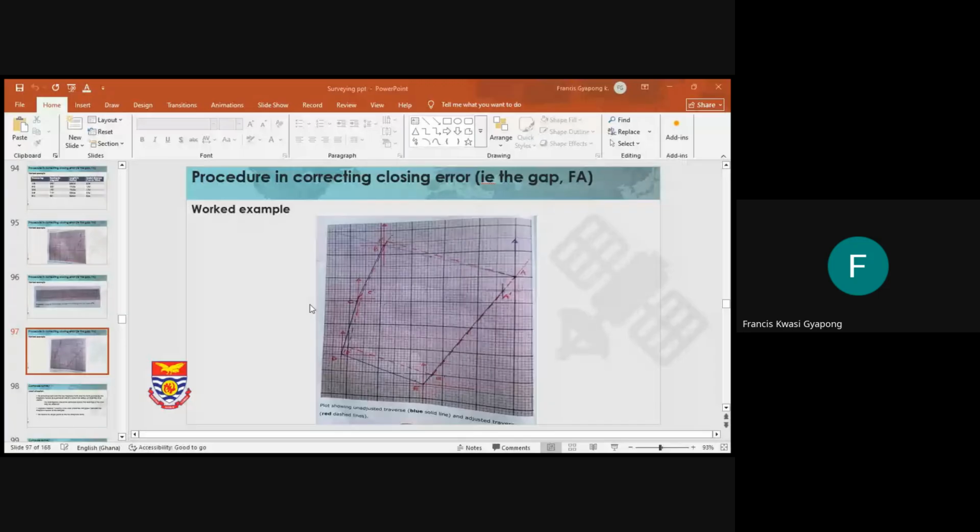Any more questions? Don't worry. Now you have the idea. The idea of adjustment, idea of plotting. You have it. So if you are building on it the next time, it becomes easier. So don't worry.